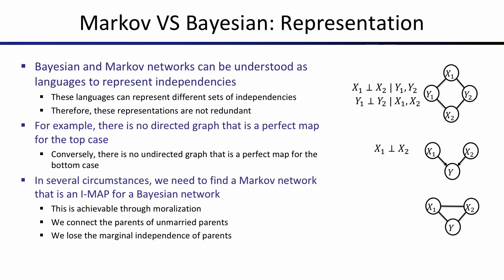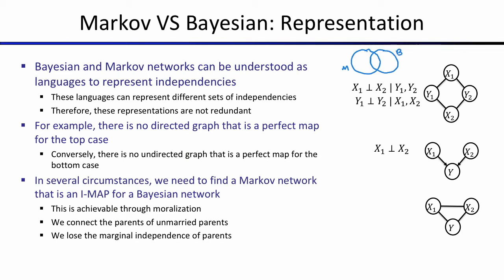But it's a lot more interesting that the set of independencies that this language can express in the case of the Markov network is slightly different from the set of independencies that we can express with a Bayesian network.